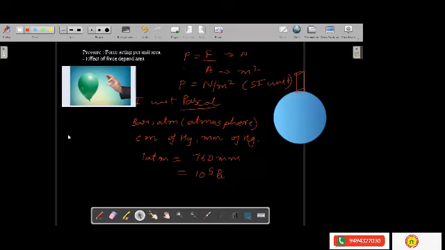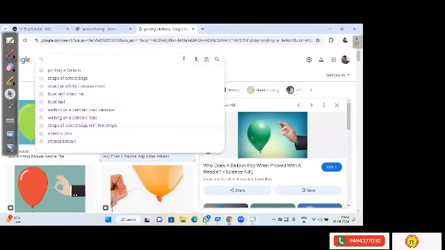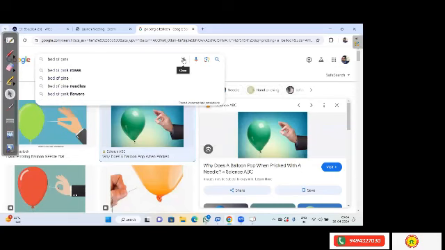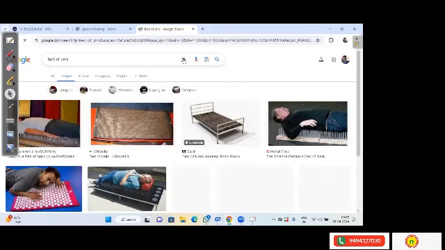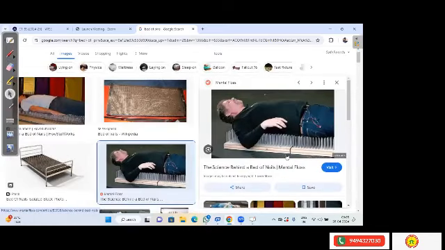Like in the last class, I also showed you this image. If you remember, I showed you a man sleeping on a bed of pins. We saw the bed of pins, and this man lying on the bed of pins, and still there is no effect. The pins are not going into his body.